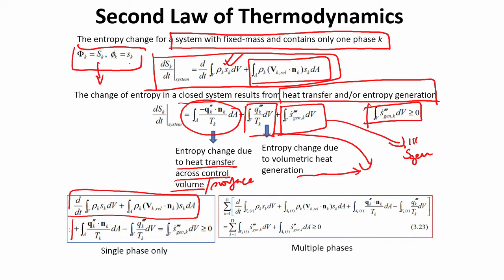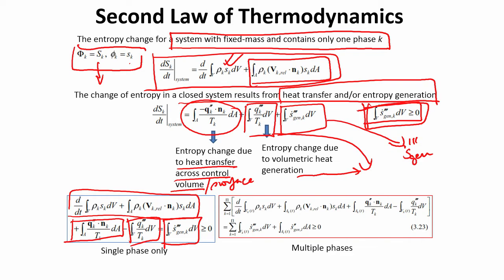There is an entropy that is generated or the entropy change that happens due to the heat transfer across the control surface, entropy that is generated due to volumetric heat generation, and this expresses the extent of the irreversibility, right. So, there is an entropy generation in the control volume. So, this entire thing is greater than 0, that is because the generation term is actually greater than 0, right.